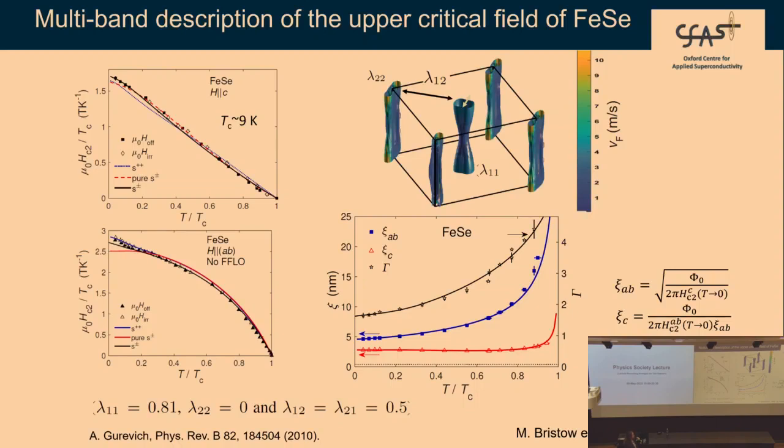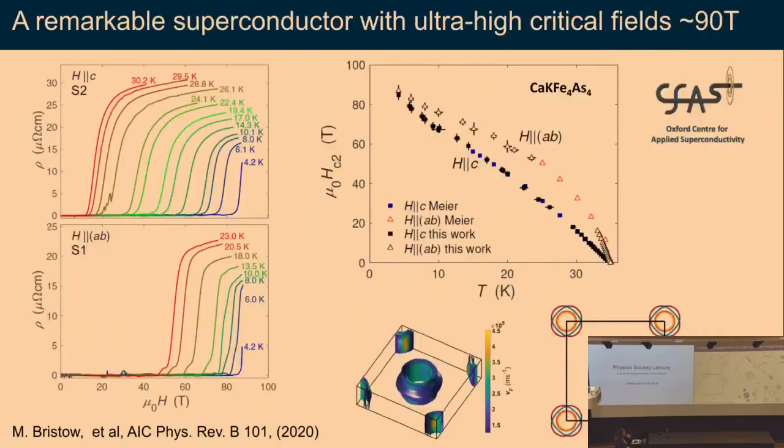And the coherence length can be extracted directly from upper critical fields, and they are of the order of about 10 nanometers at very low temperature. So this is the size of the Cooper pair in the system.